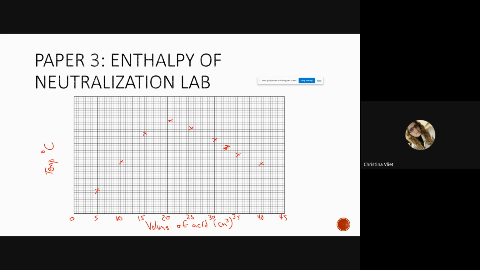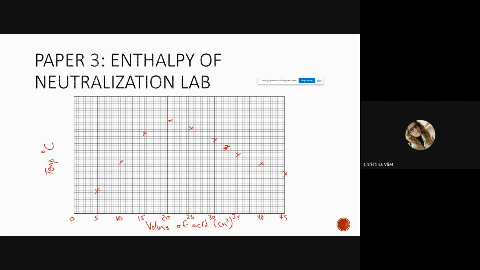Yeah, it's every 5. Sure, like that. You're going to get something like this. You're going to have temperature. I'm not telling you the exact temperature, but you're going to have temperature increasing. And then at some volume, it's going to start to decrease again, meaning the reaction has finished.